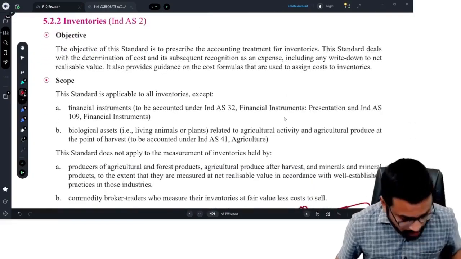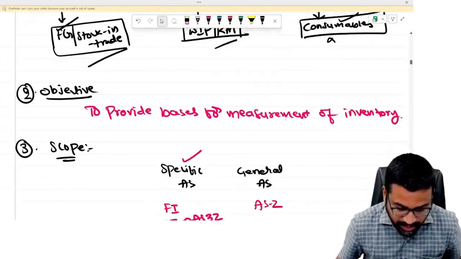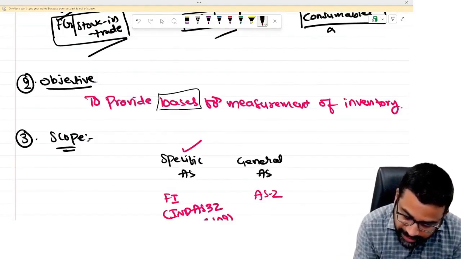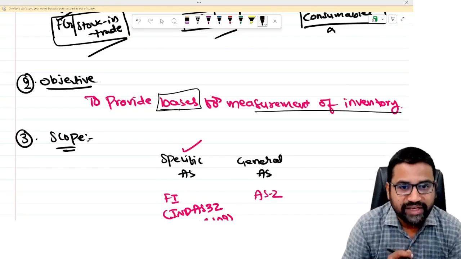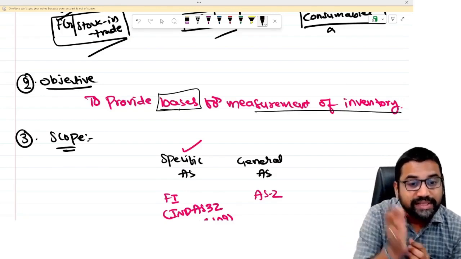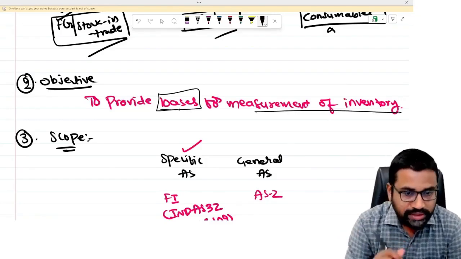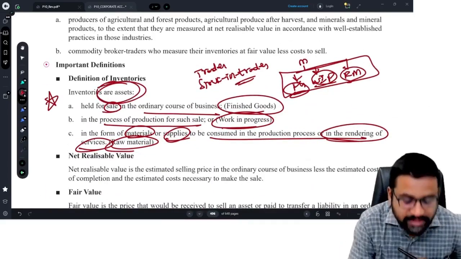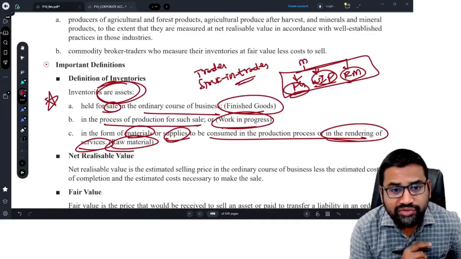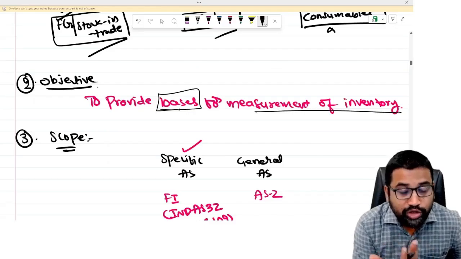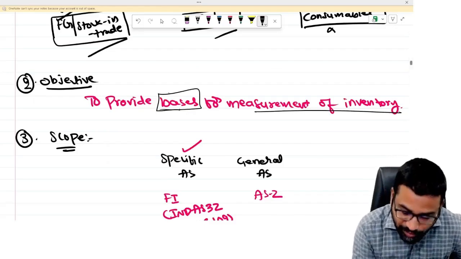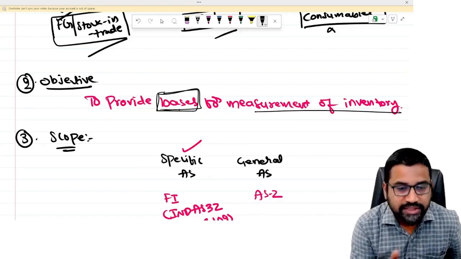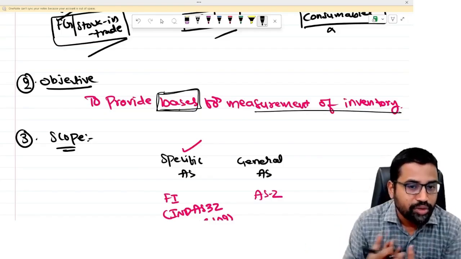Now, what is the objective of Ind AS 2? Simple. The main objective is to provide the basis for measurement of inventories. Sir, how to measure the inventory? To provide the basis for inventory valuation. We all know one thing: inventories are assets, as we saw in the definition just now. Assets are shown in the balance sheet. Now at what value will you show them? To measure the value of inventory, the base is provided by Ind AS 2. So the basic objective is to provide the principles for measurement of inventories. Keeping that objective in mind, they have brought Ind AS 2.